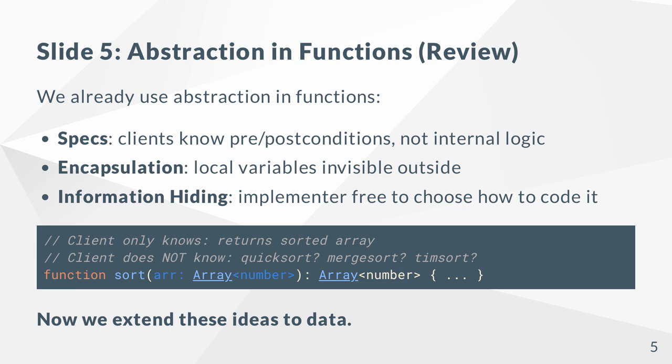Consider a sort function. The client knows, give me an array of numbers. I will return a sorted array. The client does not know, and does not need to know, whether it uses quicksort, merge sort, or timsort. Today, we are extending these same ideas to data itself. Not just functions, but the types we define.